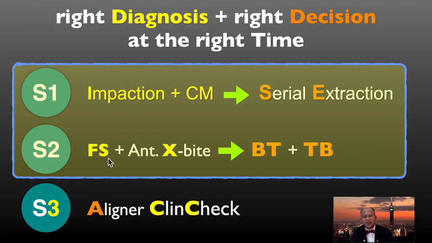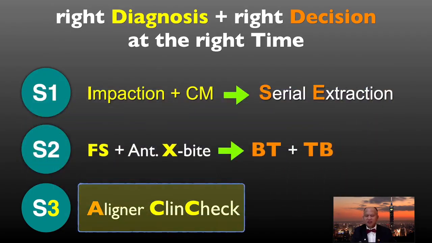We solve the functional shift and anterior crossbite with biturbo and tongue brade, which we exercise. The patient and I, we both exercise Newton's law number 3, action and reaction. And within 2 or 3 months, we are able to solve the functional shift and anterior crossbite. And finally, the aligner case becomes so easy.